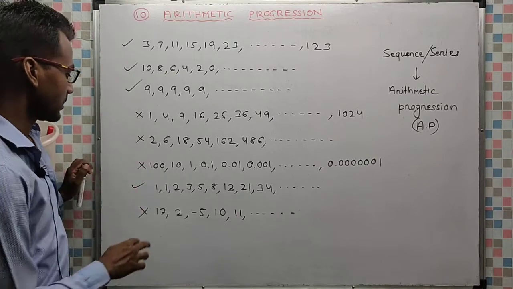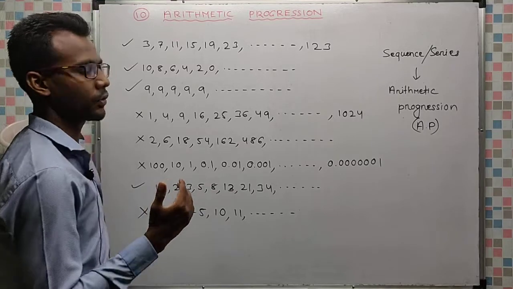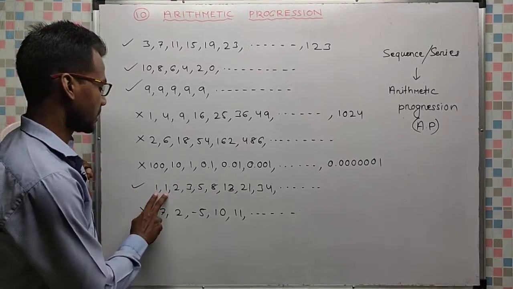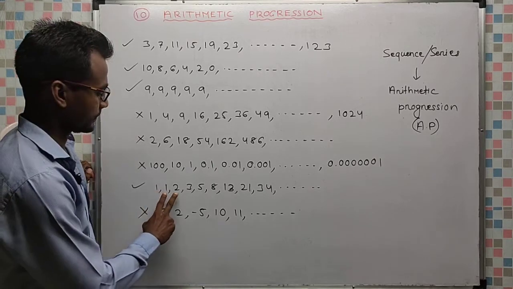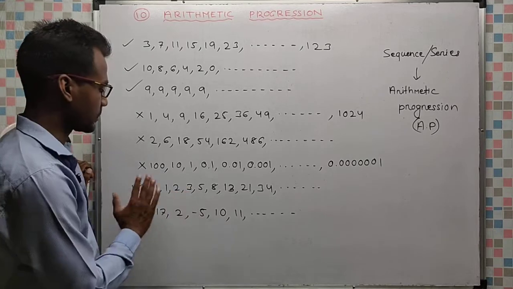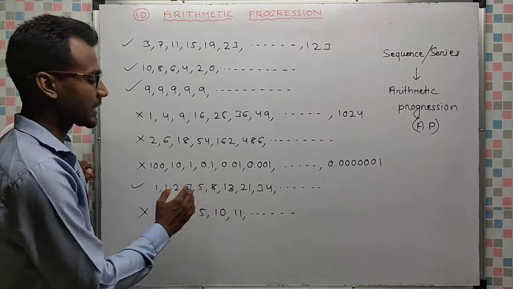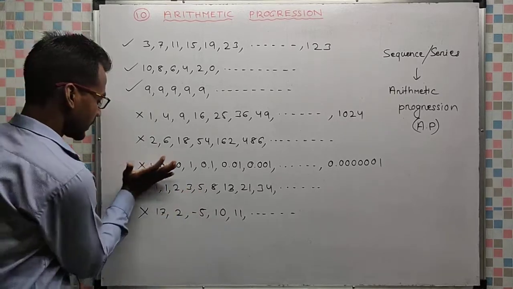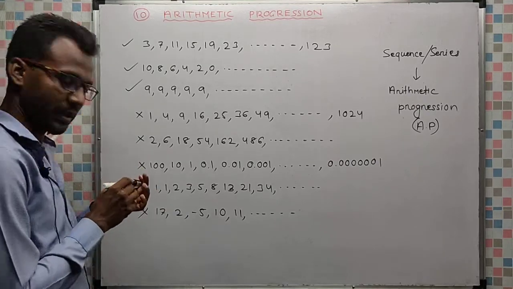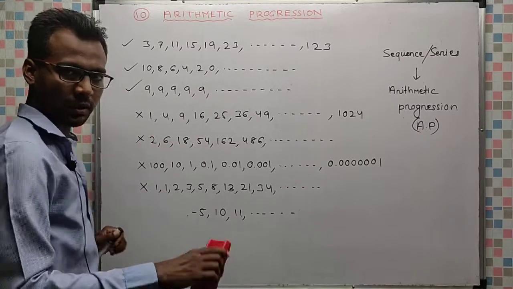Okay. Now see this one. This is also a sequence because I have written this following a certain rule, but it is not an AP because the difference is not a constant. The difference between 1 and 1 is 0. The difference between 1 and 2 is 1. The difference between 2 and 3 is 1. 0, 1, 1. The difference between 3 and 5 is 2. It is changing. So although it is a sequence, it is not an AP. Okay, and this one is not a sequence.